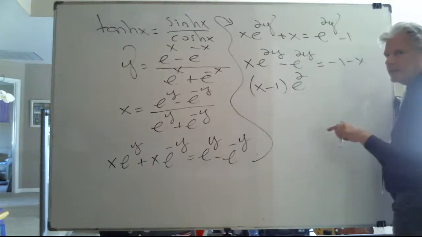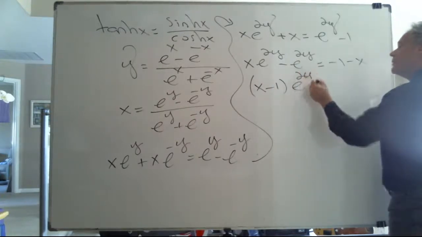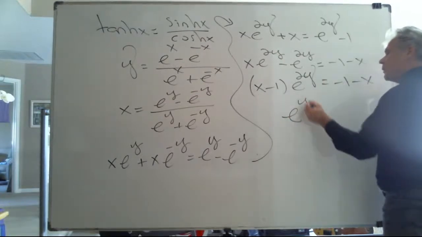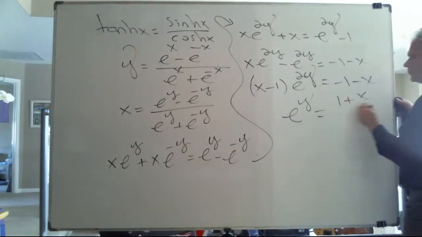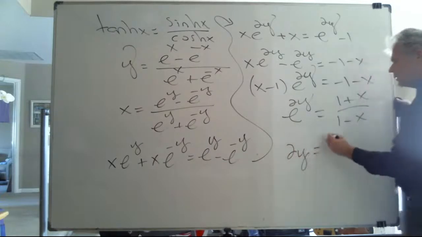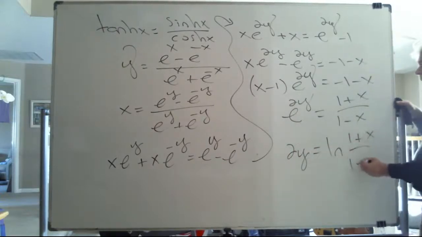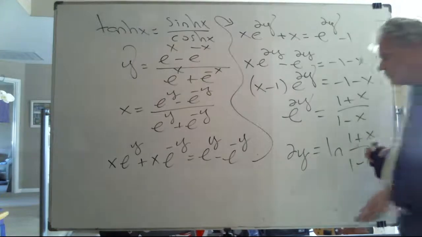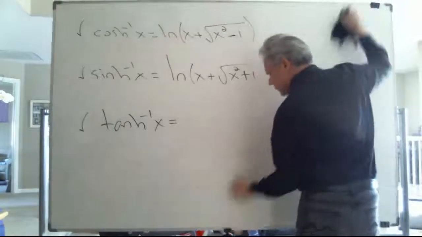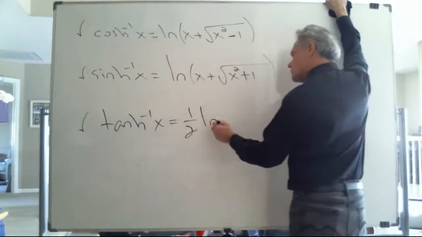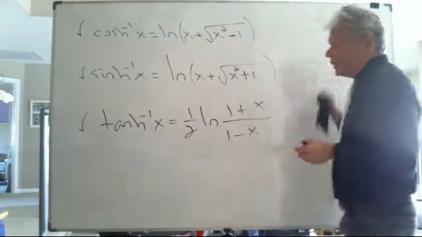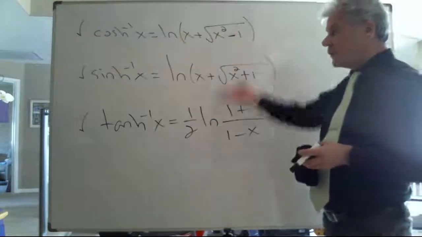I meant e to the 2y, not single y. I'll divide both sides by that binomial. I will take the natural log of both sides. And I will now divide both sides by 2 to come up with the output of the inverse hyperbolic tangent of x. I'll leave the remaining 3 for you, but these are certainly the most important ones.